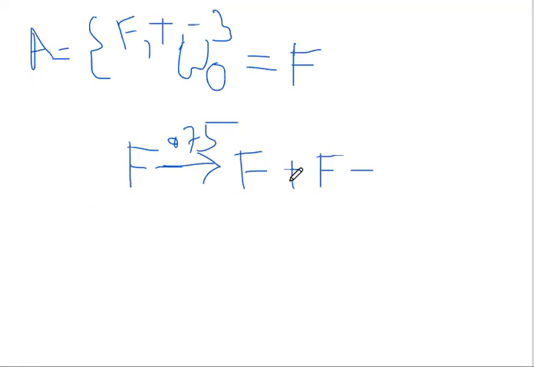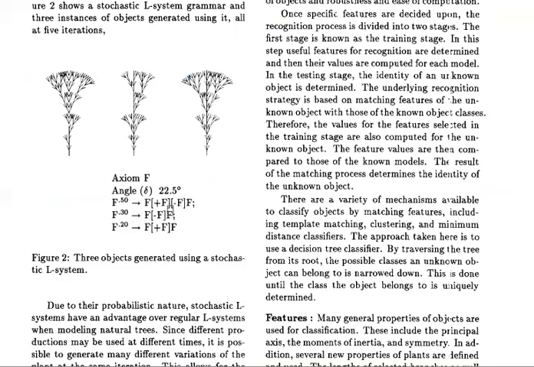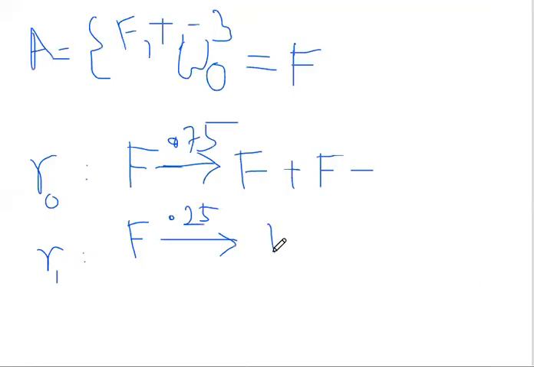0.75. So this is rule zero, and this is rule one. Of course, this is stochastic. If the probability is, let's say, 0.25, this will change to something else.